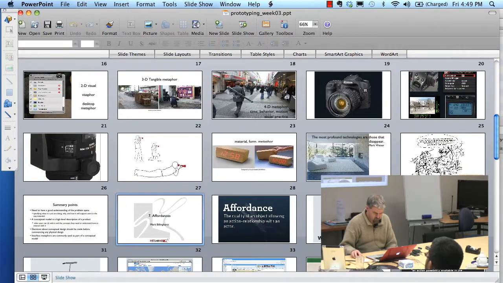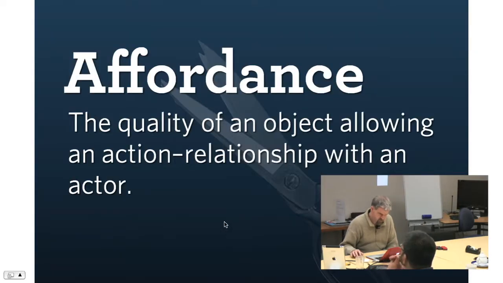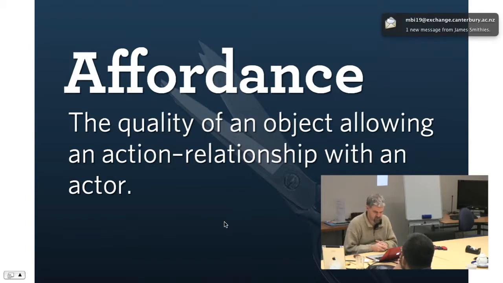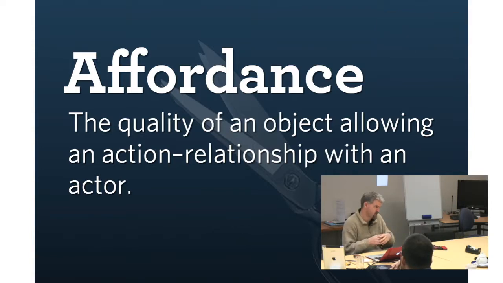So going back, let's talk about affordances then. There are a few definitions, and I'll talk about a few of them, but basically affordance is the quality of an object that allows an action relationship with an actor. What that basically means is it's the shape of an object that allows you to do a certain thing.